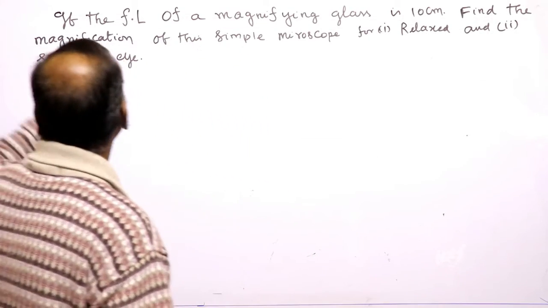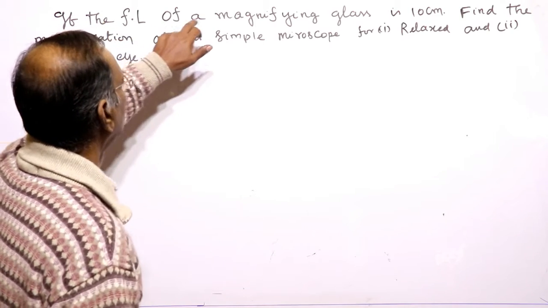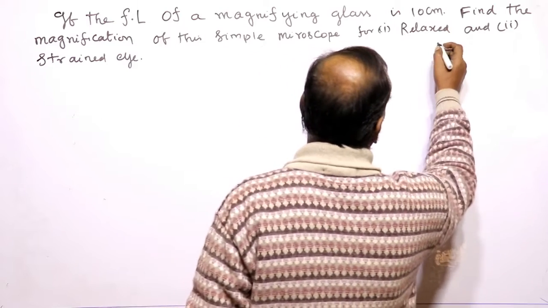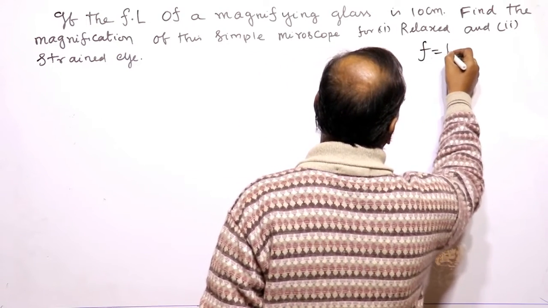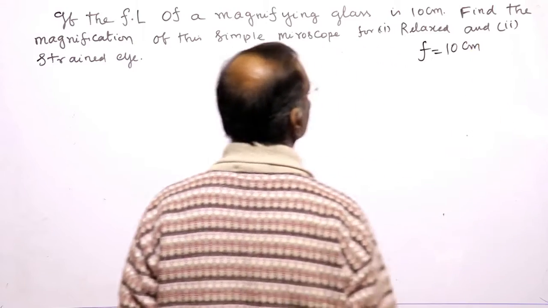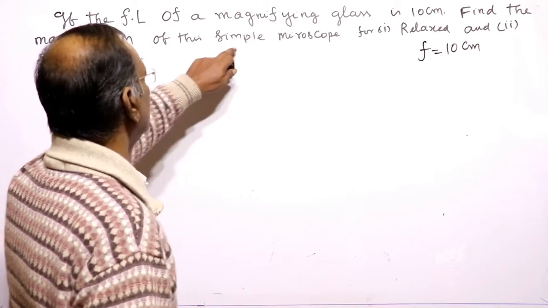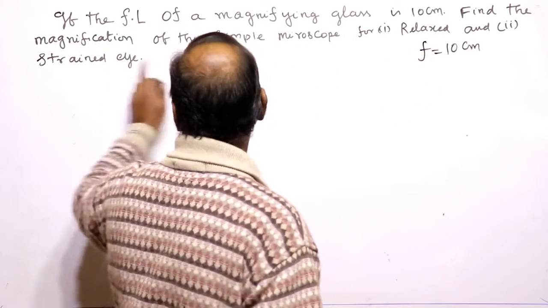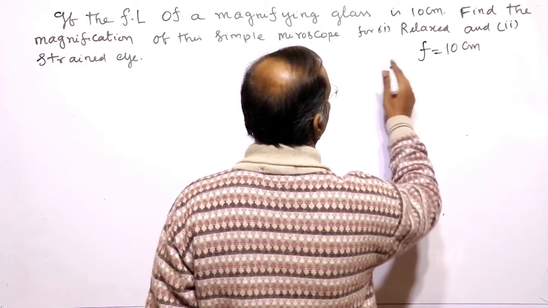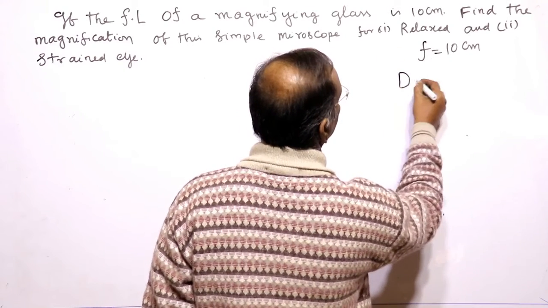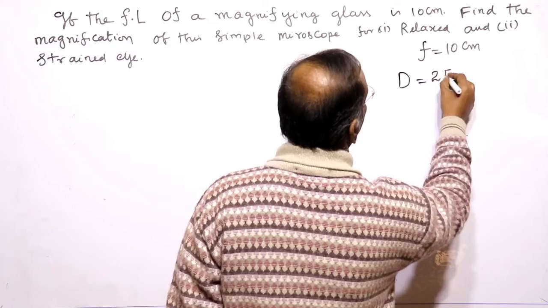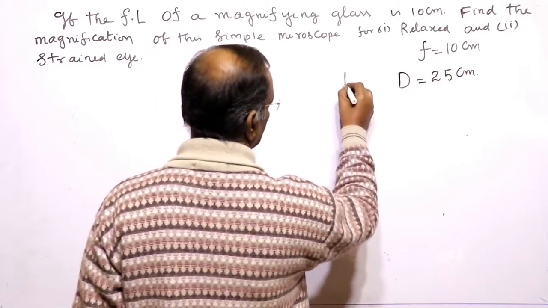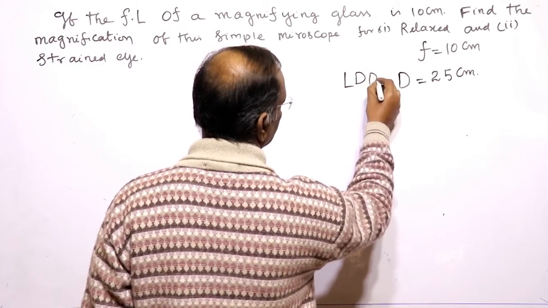Numericals. If the focal length of a magnifying glass is 10 centimeter, that is, focal length is equal to 10 centimeter, find the magnification of this simple microscope for relaxed and strained eye. It means the least distance of distinct vision is equal to 25 centimeter.